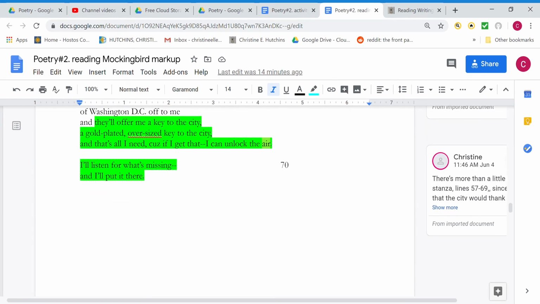And the last line, as we've discussed, the first and the last lines are really important here. Mockingbirds are badass, which is his idea of mockingbirds and all that they can do to bring people together and make them understand one another. And the closing, I'll listen for what's missing and I'll put it there, makes clear that what the poet is imagining doing is filling in those blank spaces, those spaces where people don't understand, can't understand, or can't imagine the experiences of people who are different from themselves, and he'll fill those in using the mockingbirds.